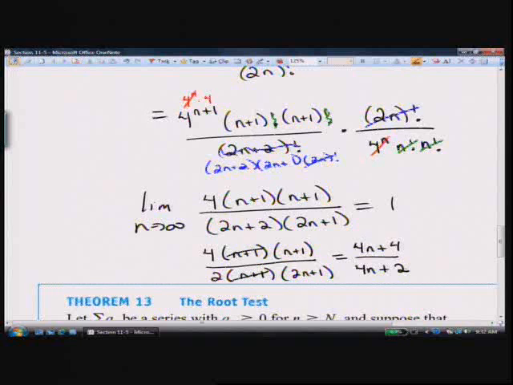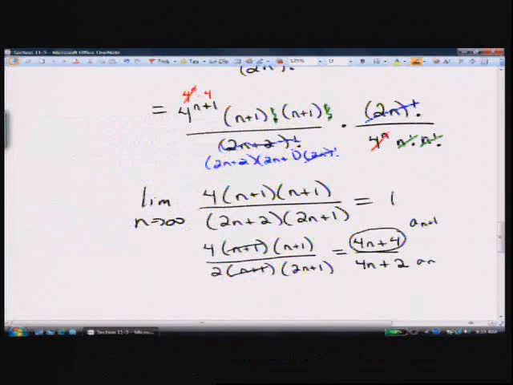Now, while the limit does go to 1, what you do notice is that this term, the next term, this is like your a to the n plus 1, is always just a little bit greater than a to the n, right? Which means that it does not go to 0.